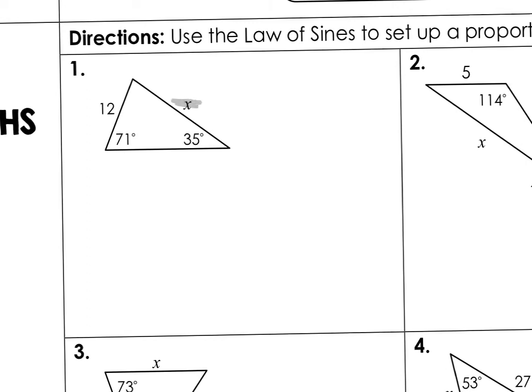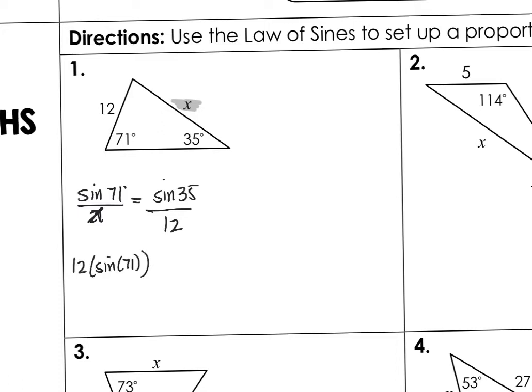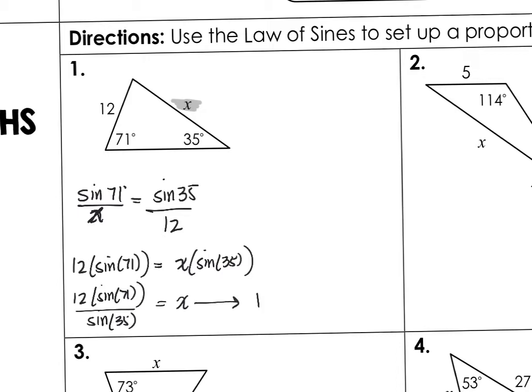We are looking for x, and we can use the law of sines. So sine of 71 degrees over x is equal to sine of 35 over 12. And then we can do cross products to solve for x. So 12 times sine of 71 is equal to x times sine of 35, and then divide by sine of 35 on both sides. So x is equal to 12 times sine of 71 over sine of 35. Put everything into your calculator, round to the nearest tenths, and you should get 19.8.